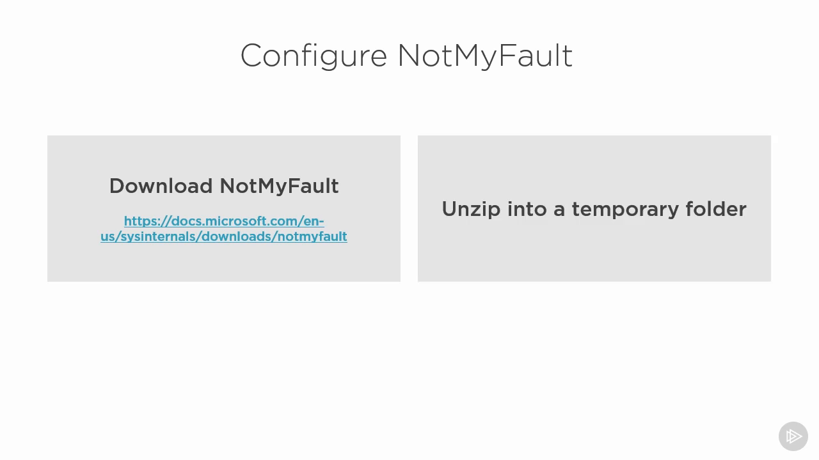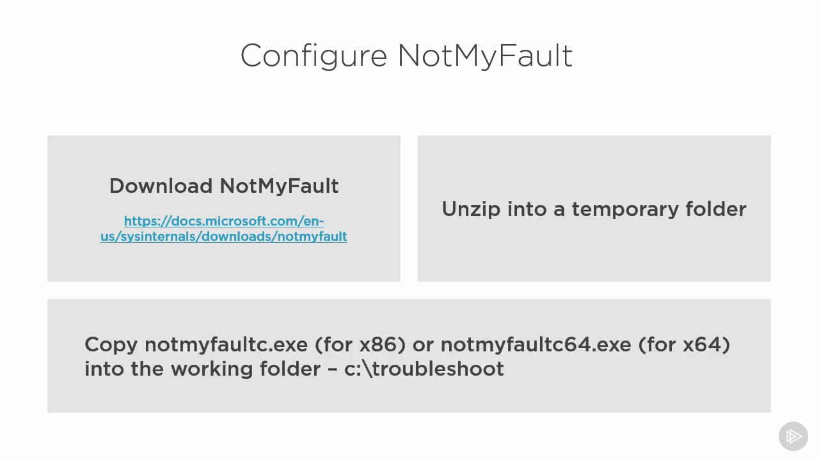We would then unzip it into a temporary folder and then extract one of the two images, either notmyfaultc.exe for x86 or notmyfaultc64.exe for x64. Copy that into the working folder c:\troubleshoot.